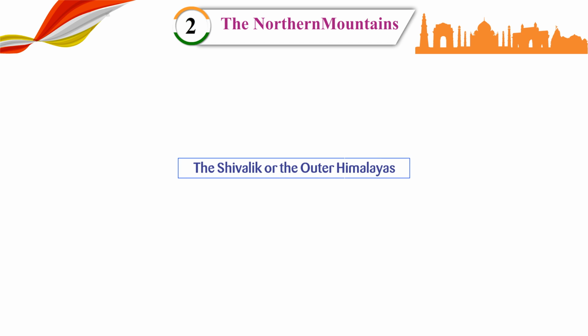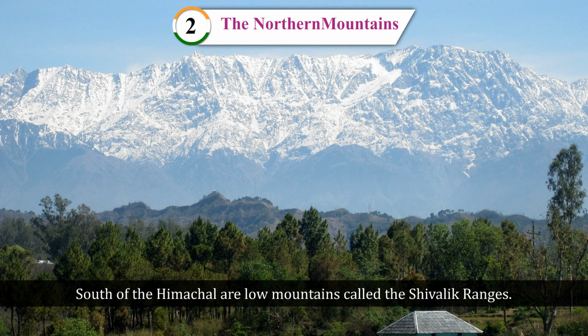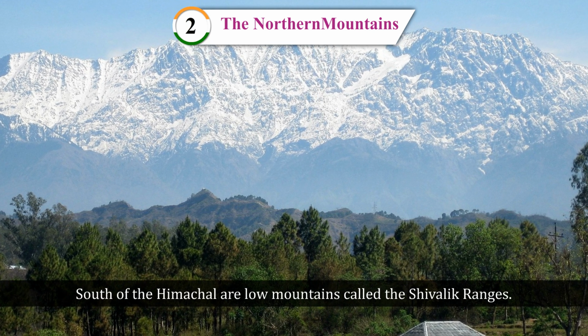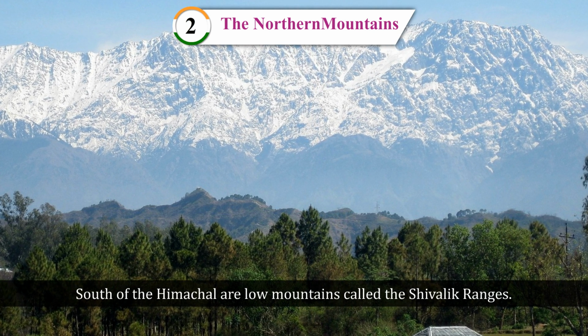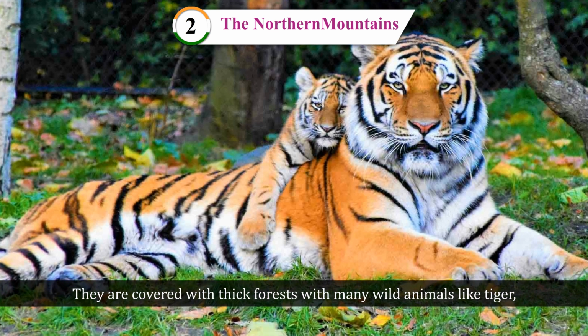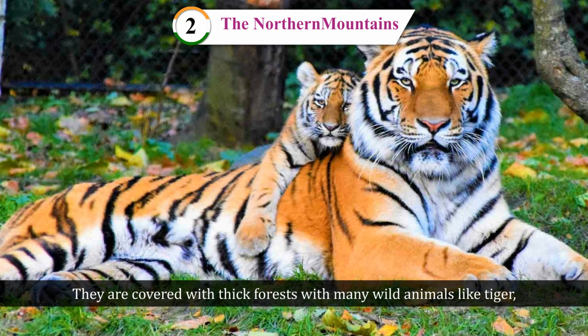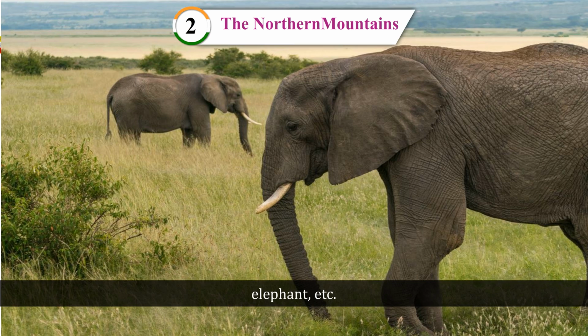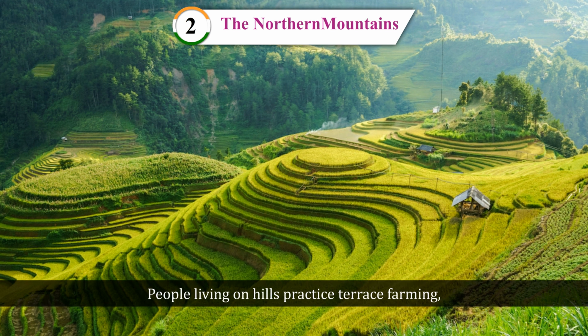The Shivalik or the Outer Himalayas. South of the Himachal are low mountains called the Shivalik ranges. They are covered with thick forest with many wild animals like tiger, cheetah, sambar, elephant, etc.